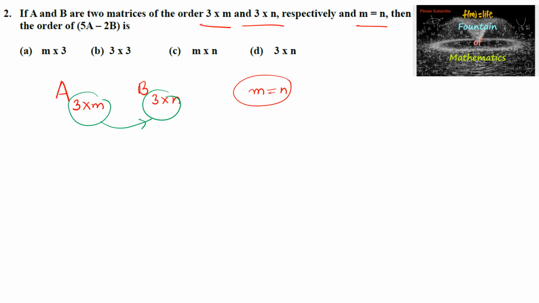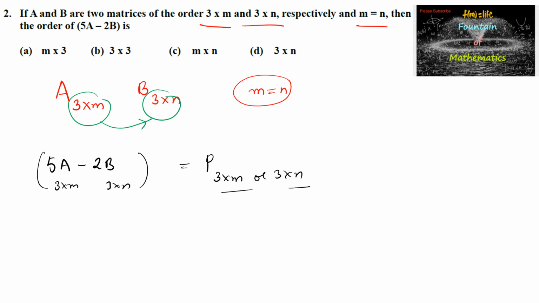And now it is given 5 times matrix A minus 2 times matrix B. So here 3 by m and here it is 3 by n. The matrix subtraction or addition is possible when their orders are same. So we can say that 3 by m, 3 by n both are equal here. So definitely the difference of these two matrices will be a matrix with the same order, that is 3 by m or 3 by n. So 3 by m or 3 by n can be the answer for this question, and you can see the options here. Among the four options, 3 by n is the fourth option, so we can go with option D.